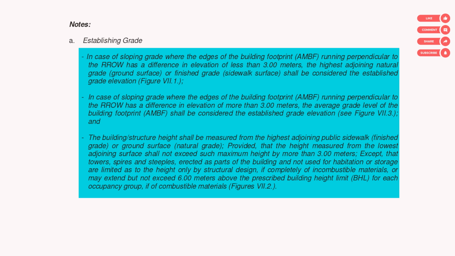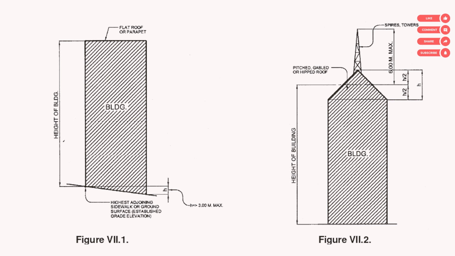It becomes a bit complicated when the lot is sloping. If the lot is not flat, which sidewalk do you take? Which grade line do you take? Do you measure it from the highest point of the lot, or the lowest point, or the midpoint, or where? The rule is, kapag sloping na yung lot, i-check mo ano yung height difference between the highest and the lowest points of the lot. If the difference is 3 meters or less, then you start the measurement from the highest grade. If the difference is more than 3 meters, then you take the average of the two and you start the measurement there. I'll show you what we mean in the illustrations.